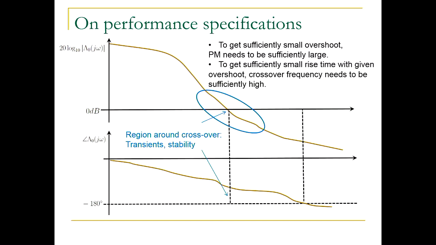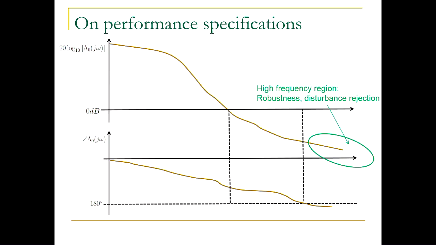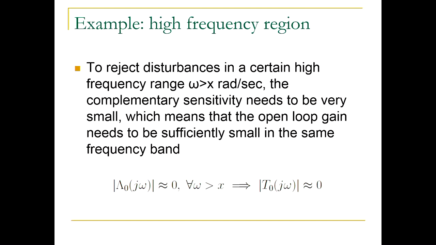And finally, we can talk about high frequency. We now want to talk about robustness, what's happening here. To reject disturbances in a certain high frequency range, we know that complementary sensitivity needs to be very small, which means that open loop gain needs to be sufficiently small in the same frequency band. So if the open loop gain is close to 0 for some range of large frequencies, then we know that this will imply that complementary sensitivity gain is also small. And that's good for rejecting measurement noise. We talked about this last lecture.